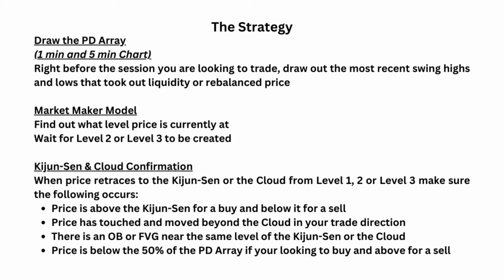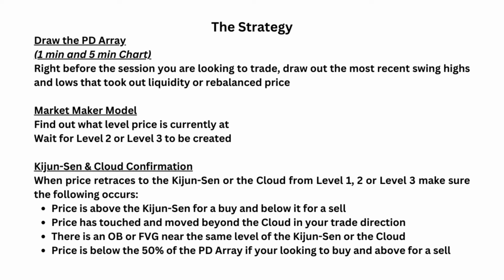Here's the strategy. We draw the PD array, or the premium discount array, right before the session you are looking to trade. Draw out the most recent swing highs and lows that took out liquidity or rebalanced price. Then we look at the market maker model. Find out what level price is currently at. Wait for a level 2 or level 3 to be created.